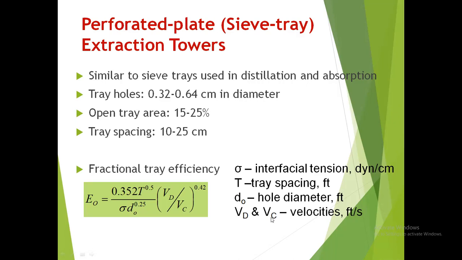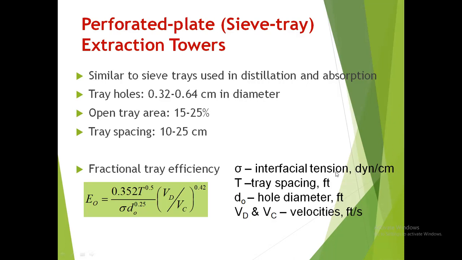Take note that your interfacial tension is in SI units, dyne per centimeter, while the rest of the units are English. Whatever the specified units are for the variables in this formula, they should be followed because this is empirical in nature. There's no need for you to convert the interfacial tension in dyne per centimeter to pound mass per hour squared, because it just so happened that the rest of your variables are in English units of feet or feet per second.